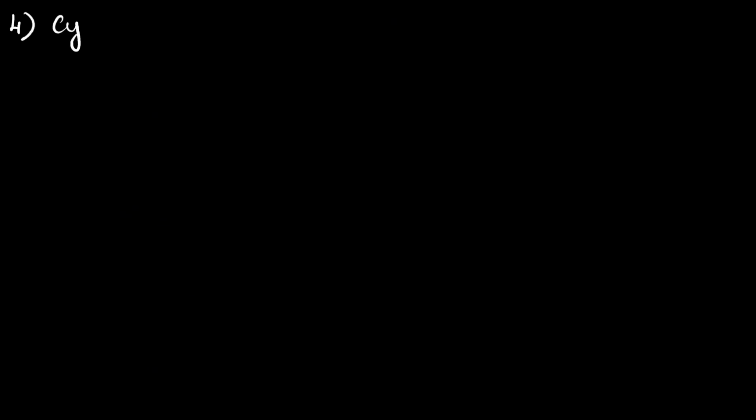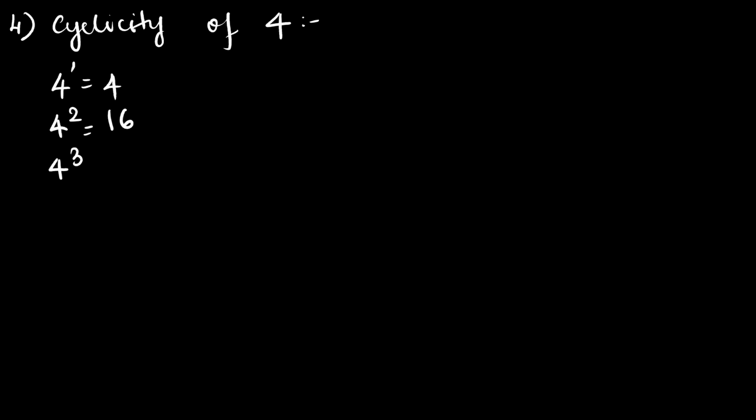Next is cyclicity of 4. Here, what is 4 raised to 1? 4 raised to 1 is 4. 4 square is 16. 4 cube is 64. 4 raised to 4 is 256. Now check the unit digit. 4 raised to 1 is 4. Next is 6. Again 4, again 6. So what can we see?